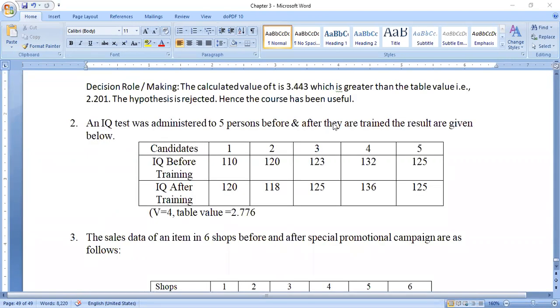Okay, and please note down these two questions. An IQ test was administered to 5 persons before and after they were trained. The results are given below. Candidates 1, 2, 3, 4, 5, IQ before training, IQ after training: 110, 120, 123, 132, 125, 120, 118, 125, 136, 125. Then V is equal to 4. The table value is also given here.